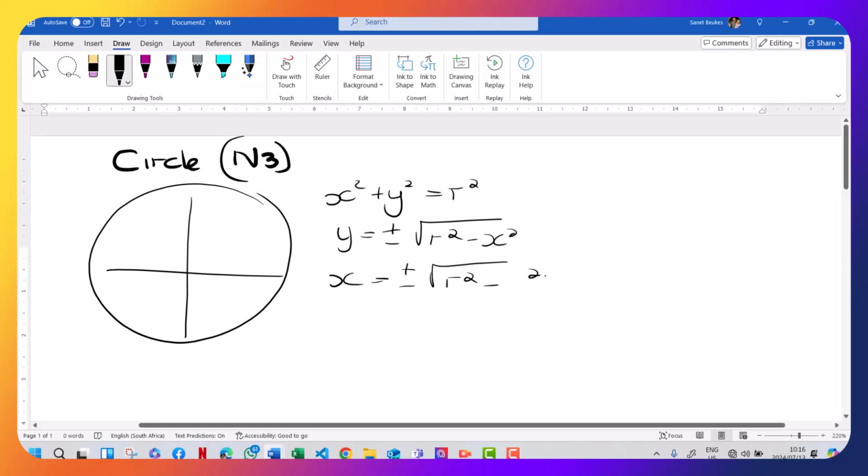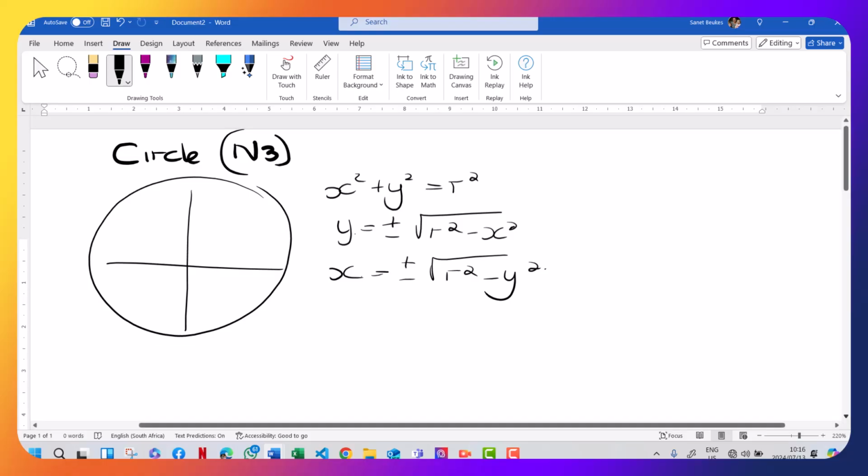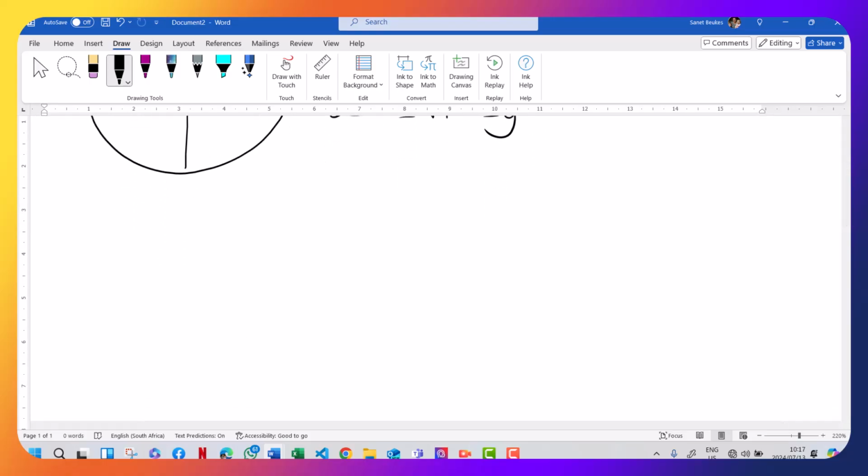Full circle. Let me just repeat myself. 3 equations, x squared plus y squared is equal to radius squared. Make y the subject, make x the subject. Then we have our upper semicircle.